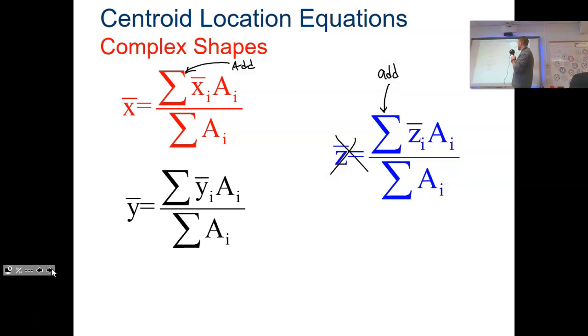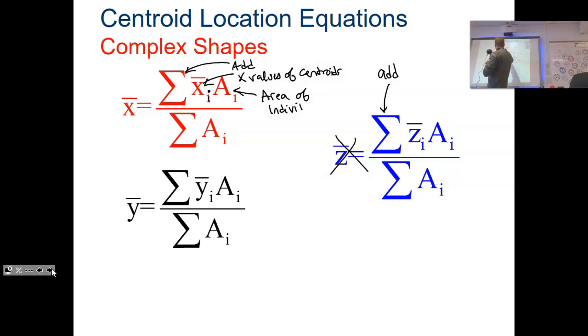I don't want to talk about z because we're not doing anything in 3 dimensions. You're going to add all of the x values of the centroids, all the x values of the individual shapes, that's what the i stands for, individual. And then A means area. And that's all these things mean. So you're going to multiply the x value of the centroid by the area of that shape, and then add them all up, and then you're going to add up all of the areas.